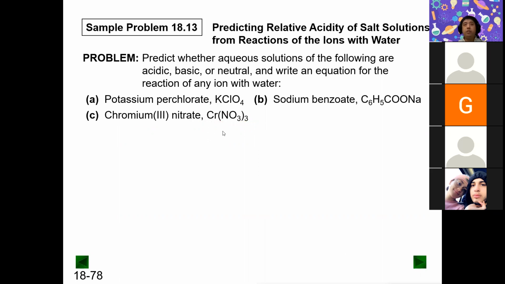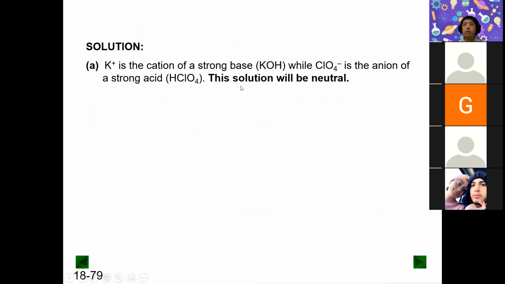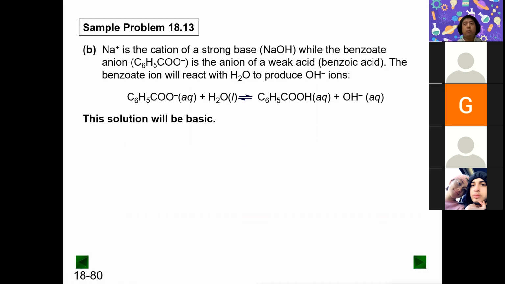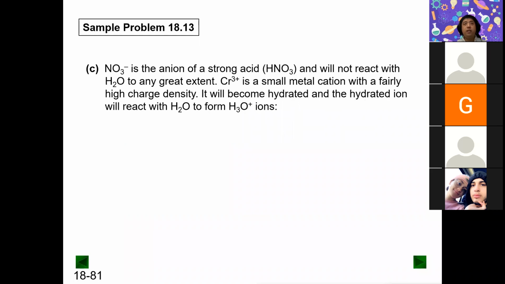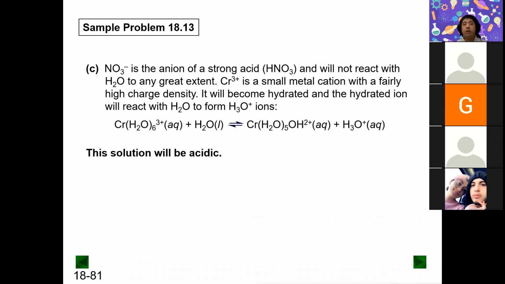Okay, so we'll go through each one of these. Since we covered everything, it's already pretty straightforward. That's what it is for the first one. It'll be neutral. Second one, it will be basic because the weak acid wants to return to being a full weak acid. And then the third one here, small metal cation. That's what's going to essentially cause this to be acidic.